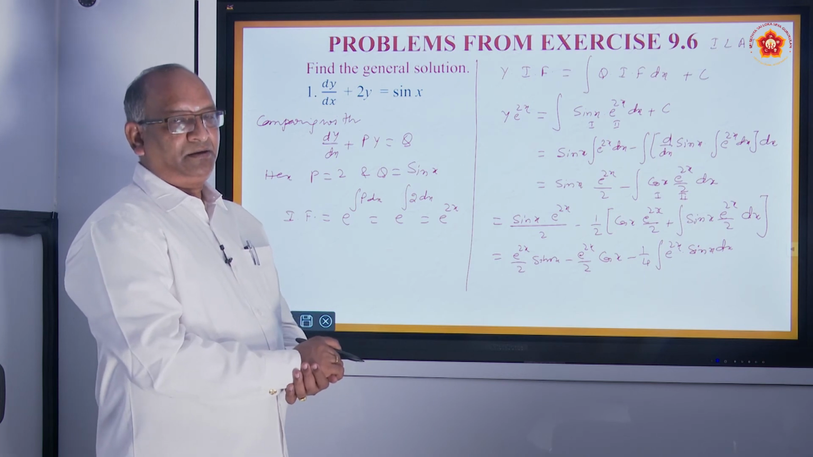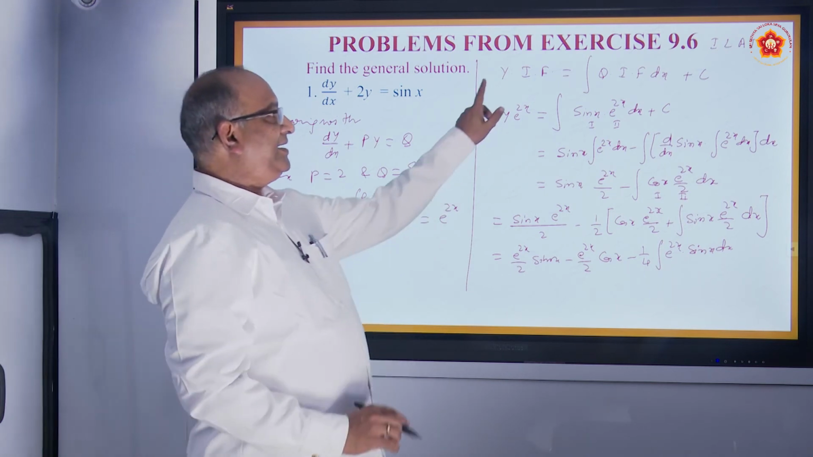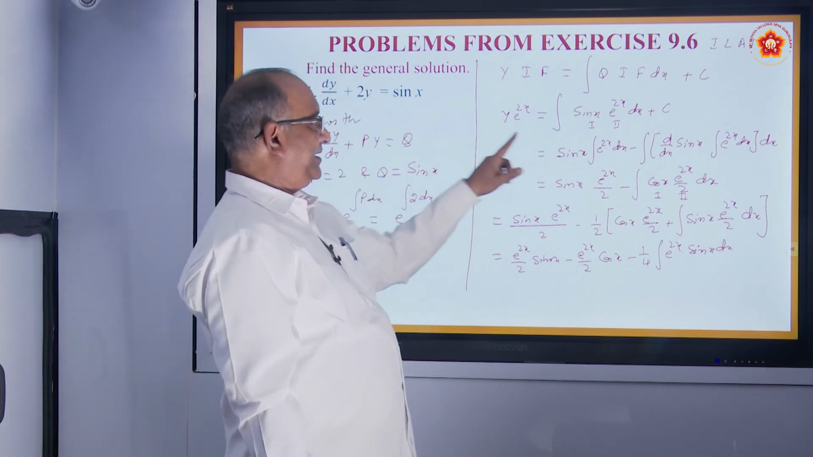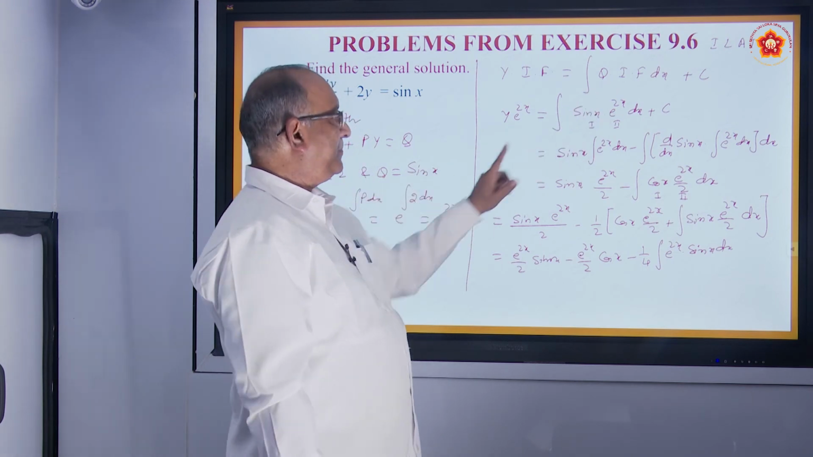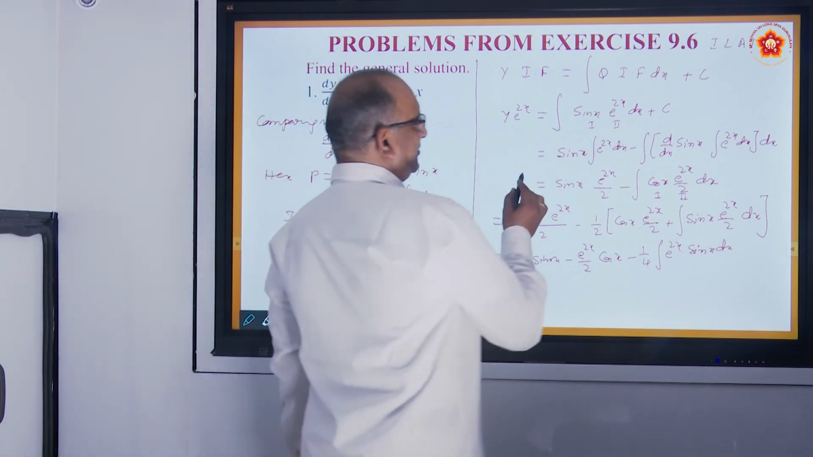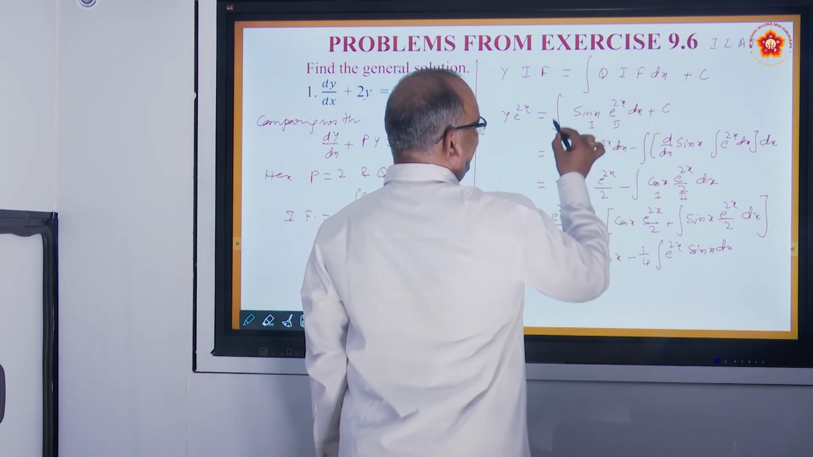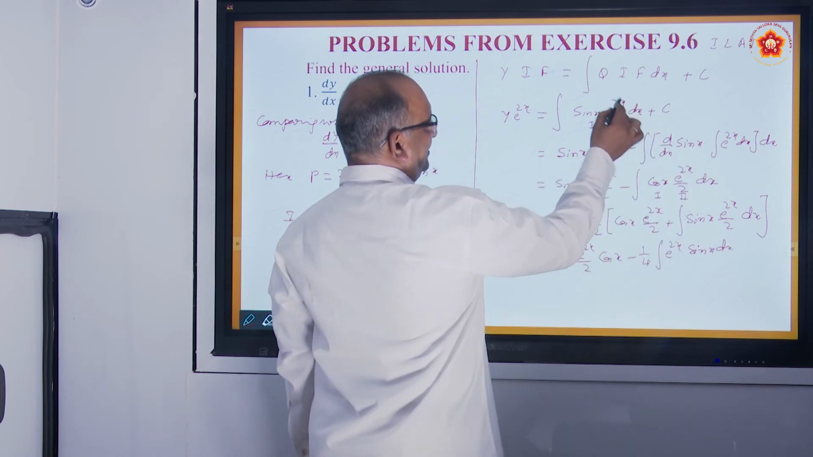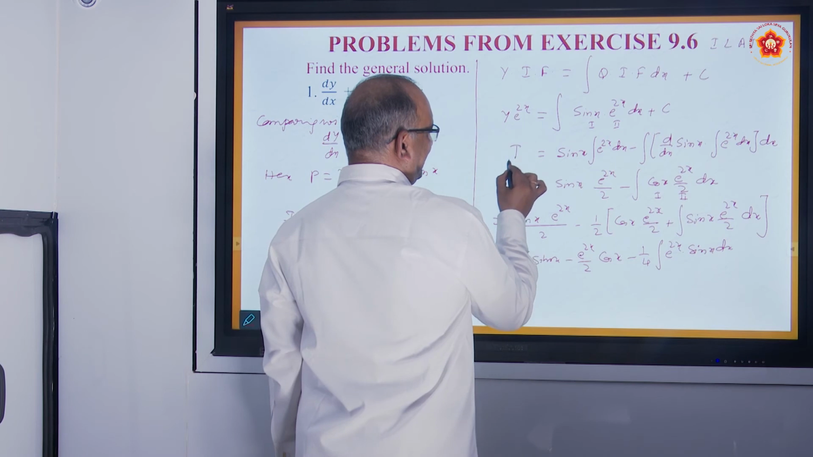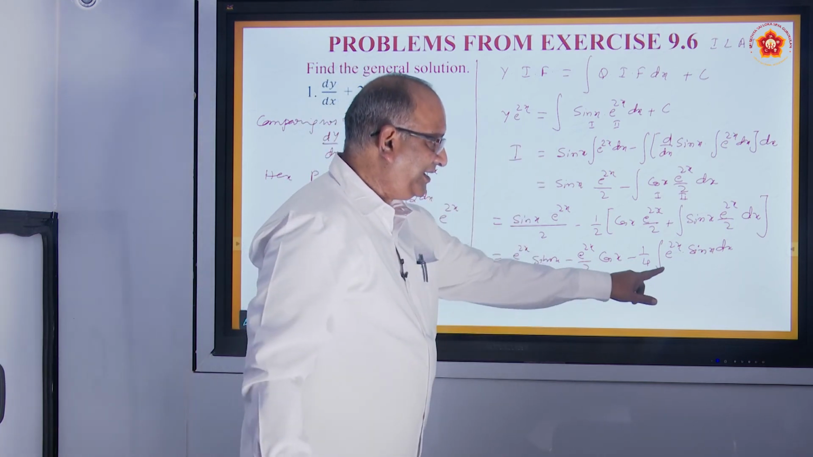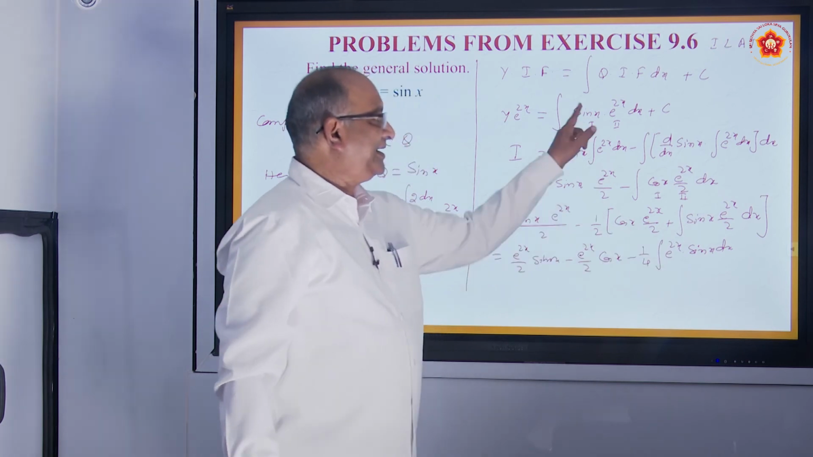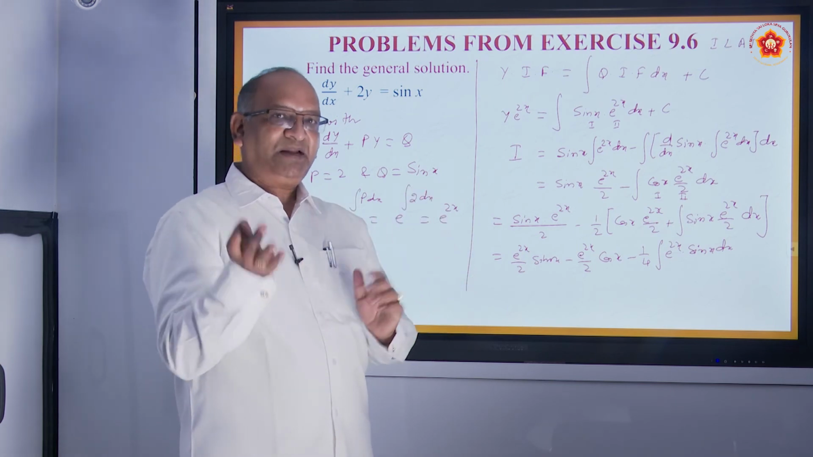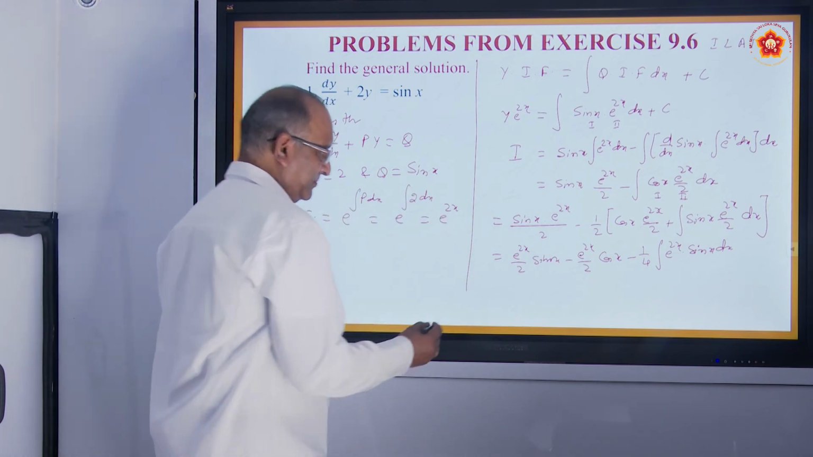Is it clear? What was it? Y into integration factor is equal to integration of q. What was q? Sin x. Integration factor e to the power 2x dx. What actually you can do is, this whole thing you consider as integral. Actually we are simplifying only the right hand side. Right hand side you can write as I. So what do you get here? We get minus 1 by 4, again the same I. So if you bring that minus 1 by 4 to this side, 1 is already there, 1 plus 1 by 4 will become 5 by 4.